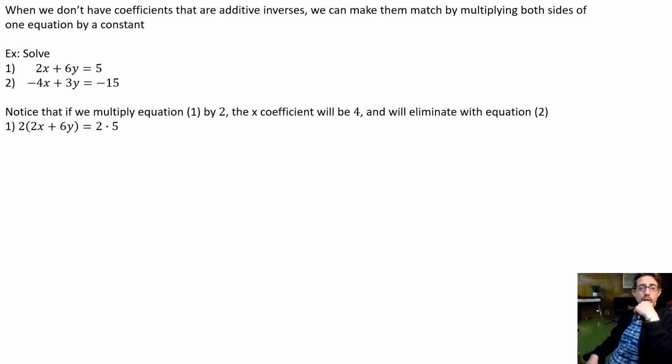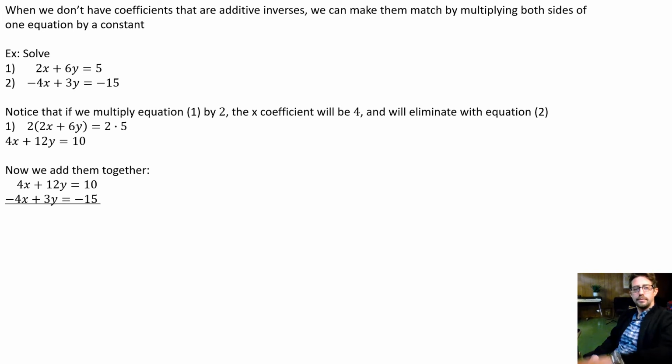Okay, so take equation 1, manipulate it like that. So we're going to get what? 4x plus 12y equals 10. And now stack them up. So right now it's like we're back to where we were in the previous problem. Sometimes you might have to do a little bit of groundwork first to make it eliminate. And again, this would always work. There's always going to be a way to do this.